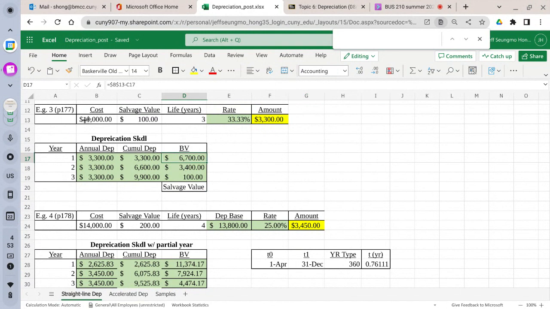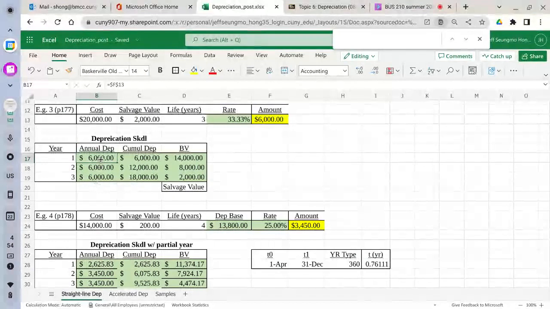Okay. Let's do it this way. So you said 20,000, right? Yes, 20,000. The salvage value is 2,000. Life 3 years. The amount is 18. You know, the depreciation base is 18, not the amount. Yes. Depreciation base is 18. This is the annual depreciation amount. Annual, right? Yes. So the schedule is already built. 18. In the first year.